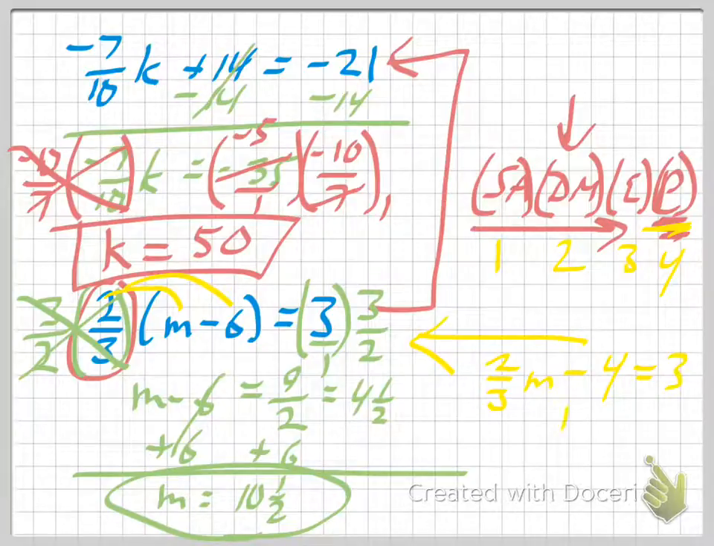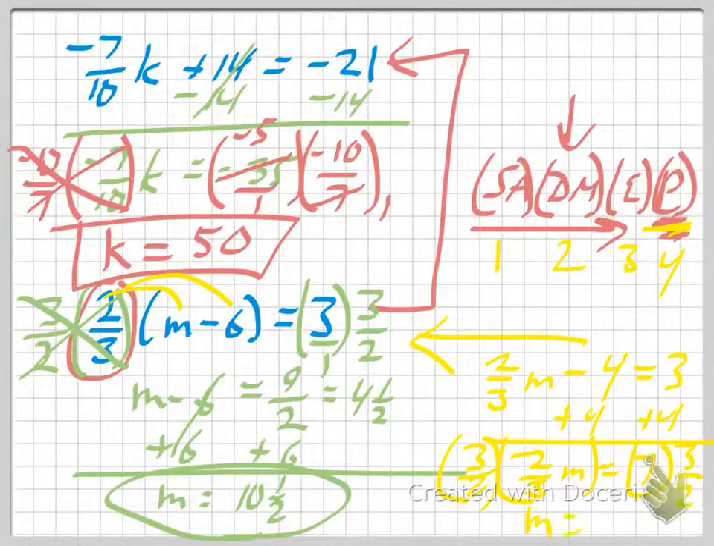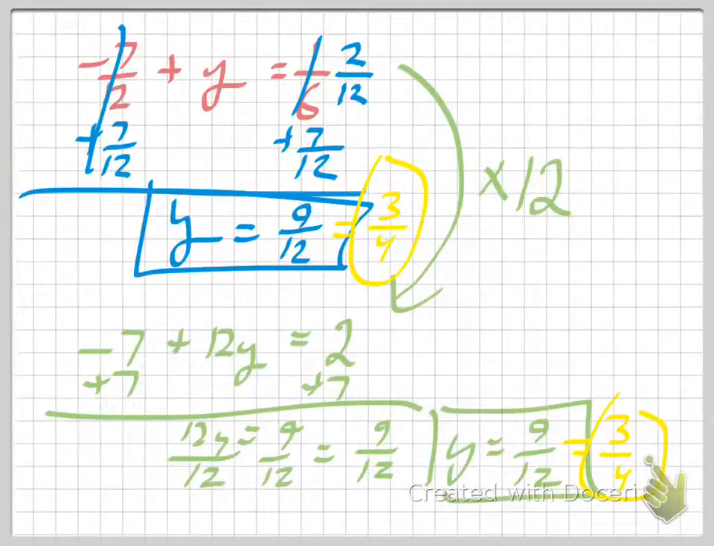I then would have added 4 to both sides. I would have got 2/3 m is equal to 7. I'd multiply both sides by 3/2, just like I did in the first step. And I get m is equal to 21.